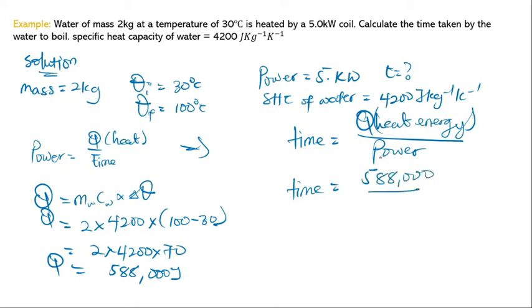588,000 on the power is 5 kilowatts, so it's 5 times 10 raised to the power 3 watts. So if you do the computation, you get a time of 117.6 seconds. So this is the time it took the 5 kilowatt core to boil 2 kilograms of water from 30 degrees Celsius to 100 degrees Celsius.